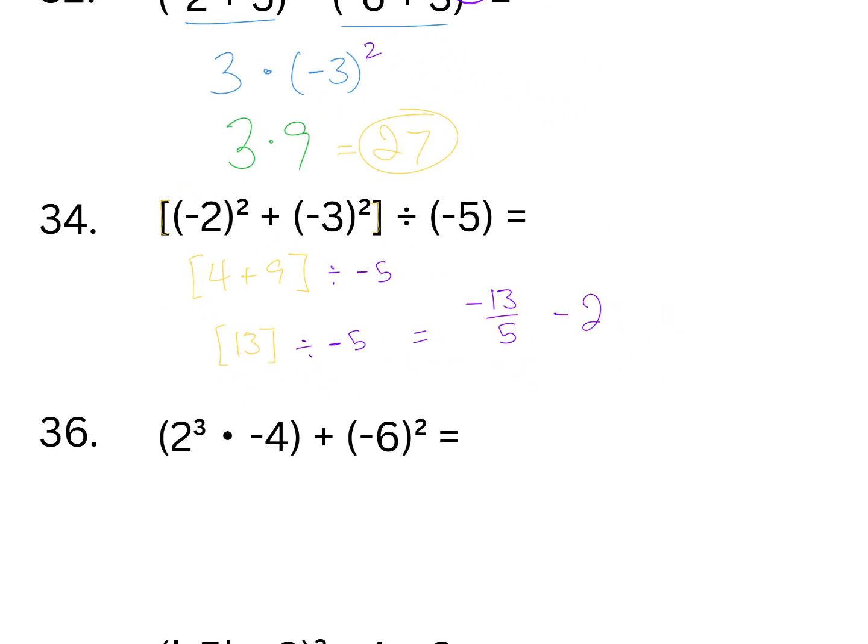You could call it negative 2 and 3/5. You call it negative 2.6. Any of those would work.